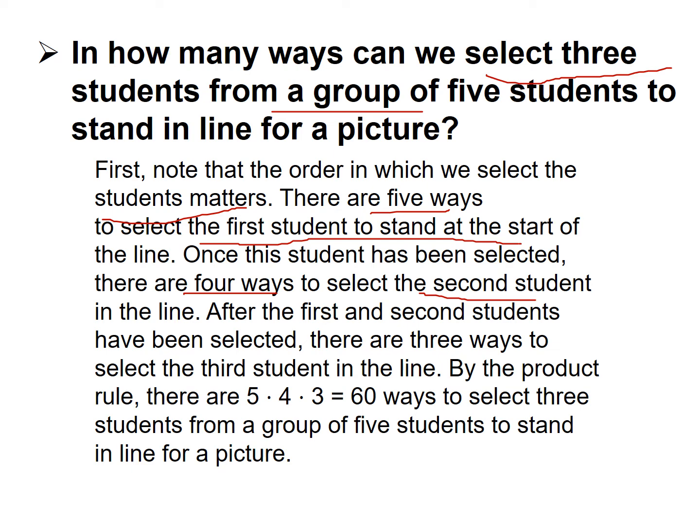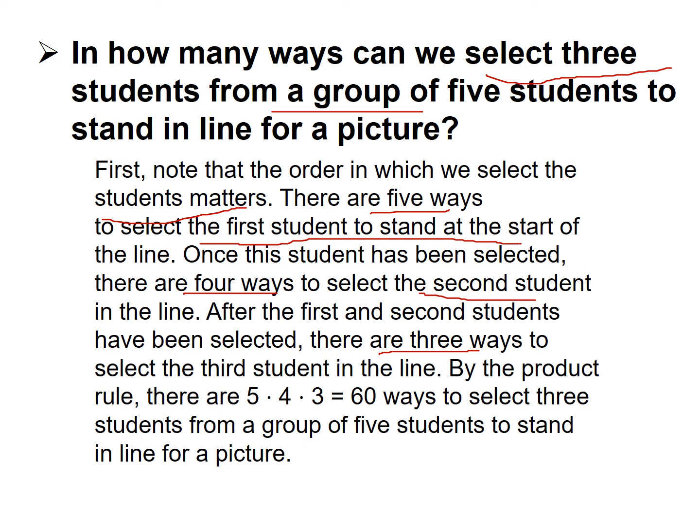After the first and second students have been selected, there are 3 ways to select the third student in the line. Once we have decided which student will stand in the first place, a total of 4 students are left over. So we have 4 ways to select the second student. Then at the third place, 3 students are left over. So we have 3 ways to select the third student in the line.